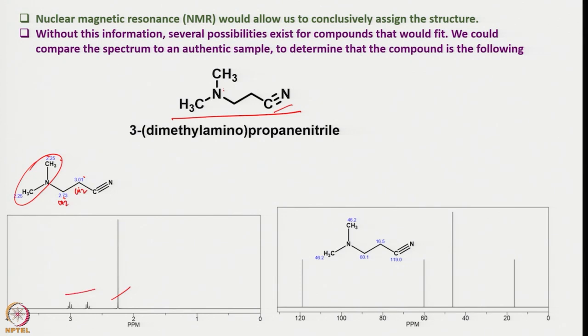So the problem is solved. Now this is the structure, and this nicely fits into the 1H NMR spectrum shown here. And also for curiosity, I have also taken the 13C NMR spectrum for this molecule here.